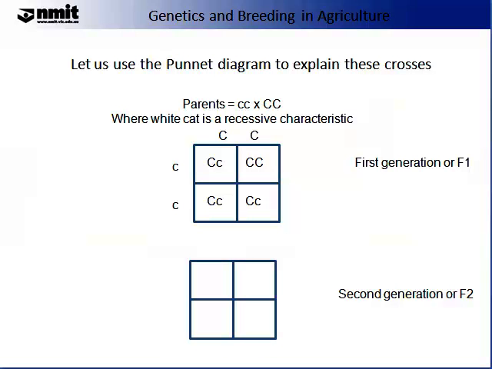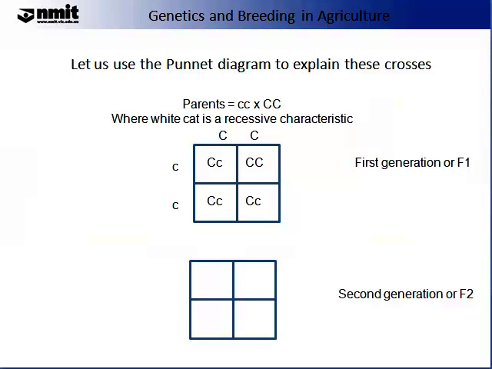We can use the letter C to describe the difference between the recessive characteristic and the dominant characteristic. When a capital C is used, the characteristic is a black cat. When a recessive characteristic is seen, or lowercase c, the resultant is a white cat.